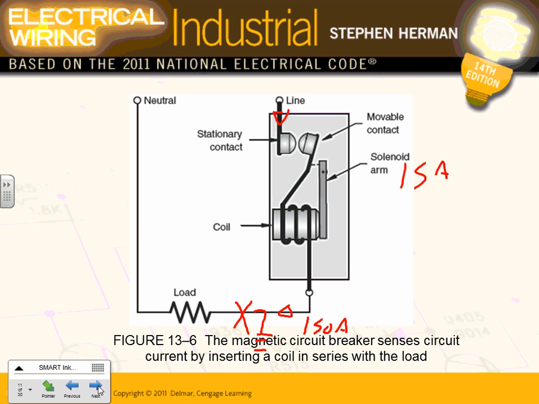Now look at this, as the current, this is 150 amps, for only 3 cycles. Only for 3 cycles, the current will go right here through these coils. The magnetic force created, look at this, will push this arm away, opening the contacts.